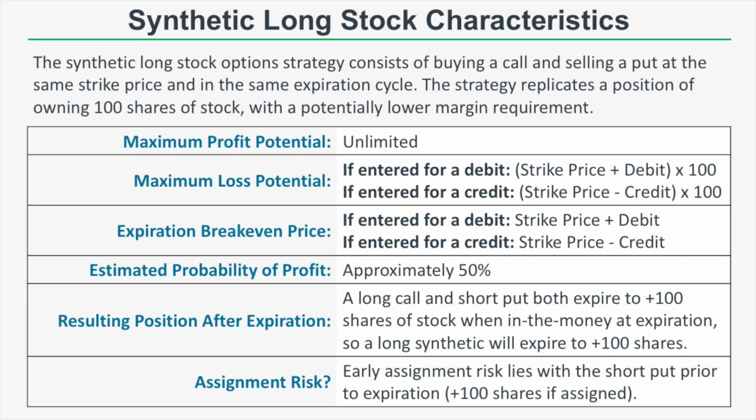Now, just like a long stock position, a synthetic long stock position has a probability of profit right around 50%. And since a long call and short put both expire to plus 100 shares of stock when they're in the money at expiration, a long synthetic stock position will also expire to 100 shares of stock at expiration unless the stock expires right at the synthetic stock strike price. In terms of assignment risk, the short option in the strategy is the short put. So if the stock price falls significantly lower than your short put strike price, you are at risk of being assigned 100 shares of stock if you are assigned on that short put.